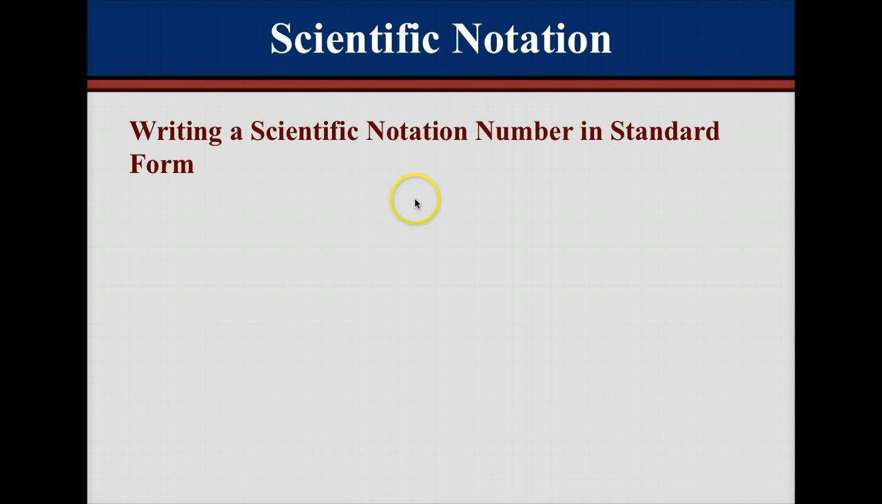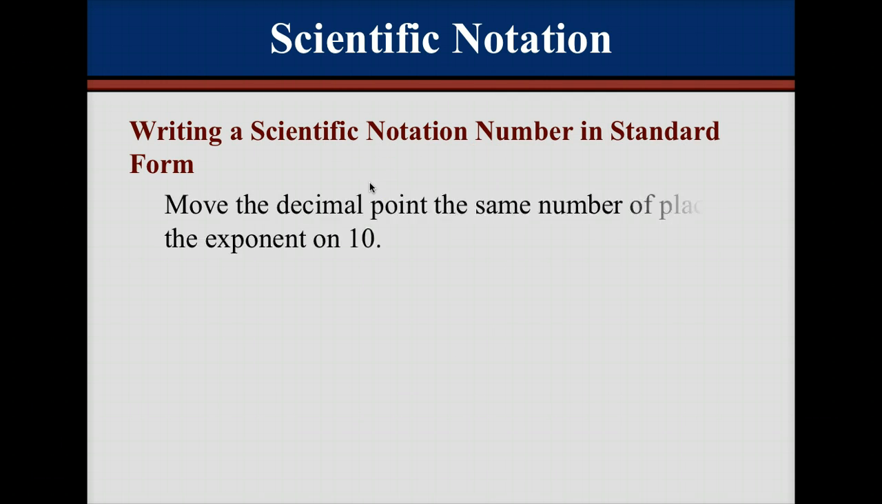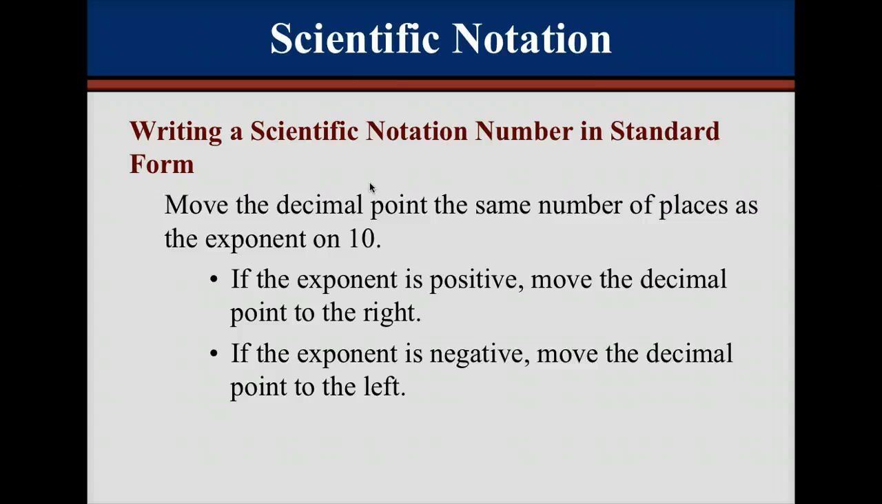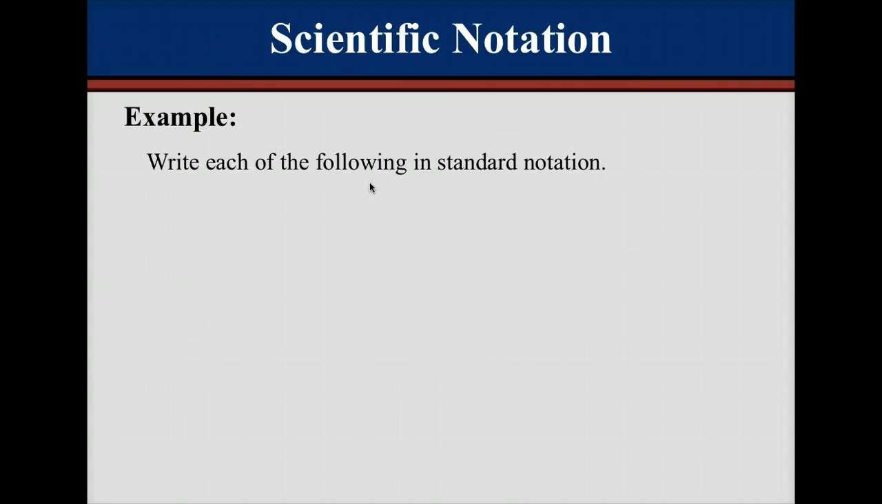Now let's write scientific notation into standard form. So we're going to move the decimal point the same number of places as the exponent on the 10. If the exponent's positive, we're going to move the decimal to the right, and if it's negative, we're going to move the decimal to the left. So this is written in scientific notation. We're going to have to move that decimal point 3 places to the right.